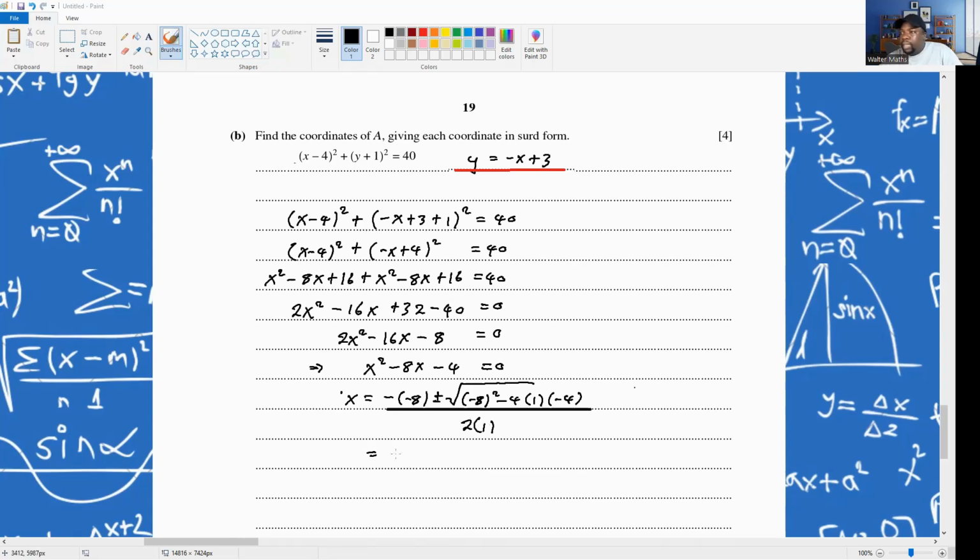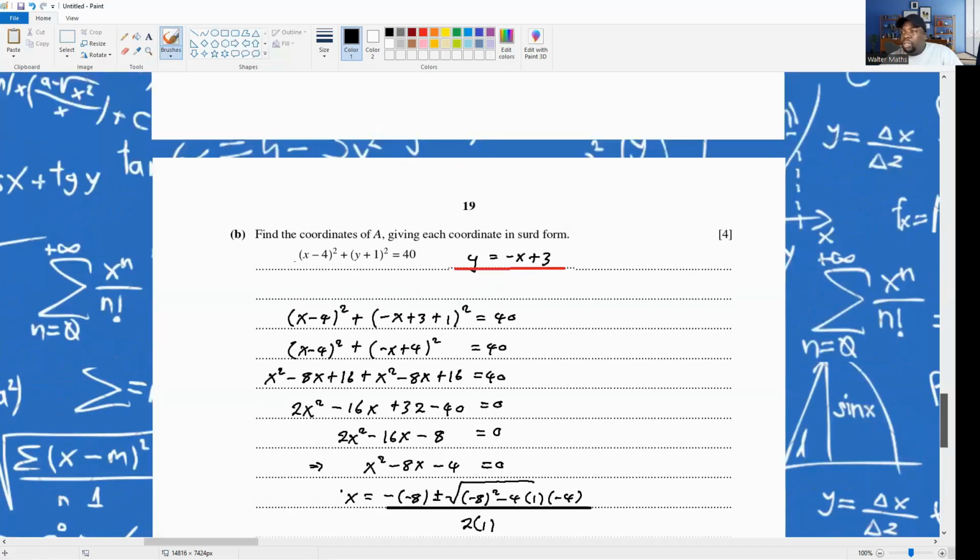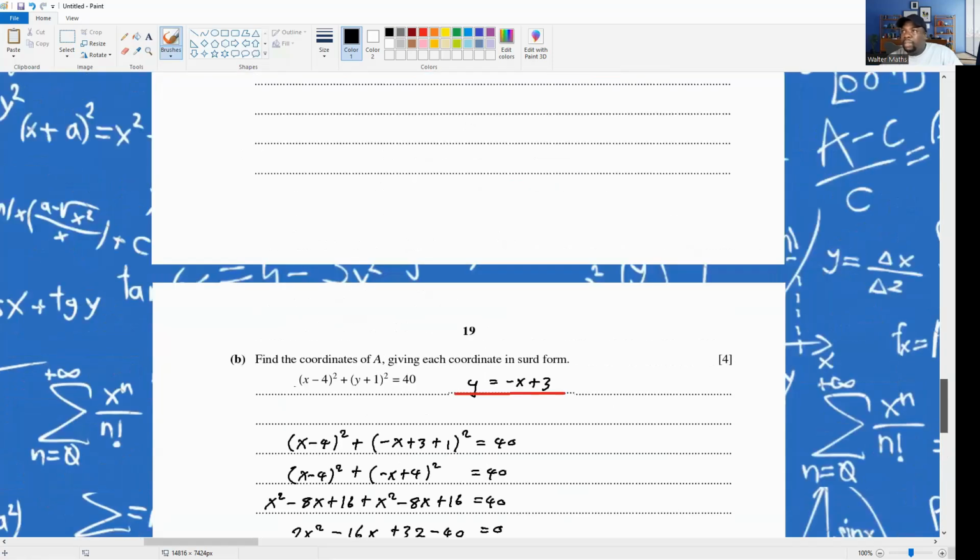Okay, so I'm getting the values of x to be 4 plus 2 root 5, and the other one is 4 minus 2 root 5. So these are the two values of x we're getting. These are the points of intersection between the line AB and the circle. These are the values of x for the points of intersection.